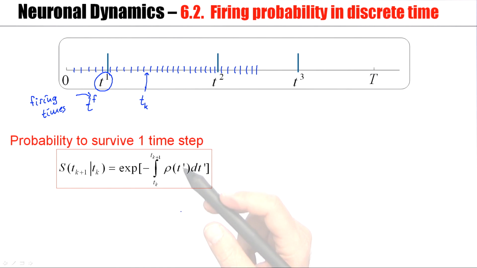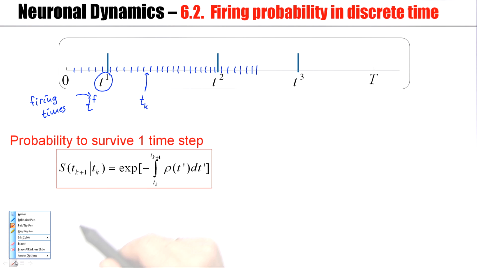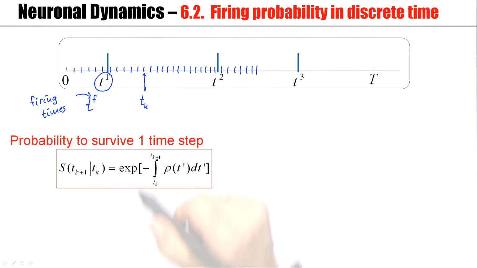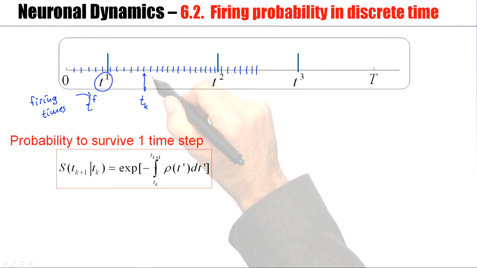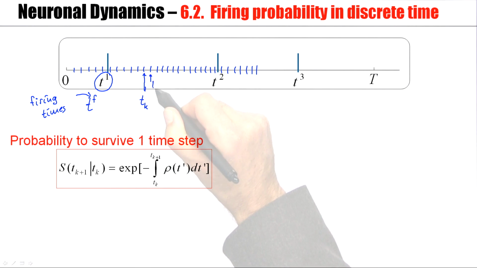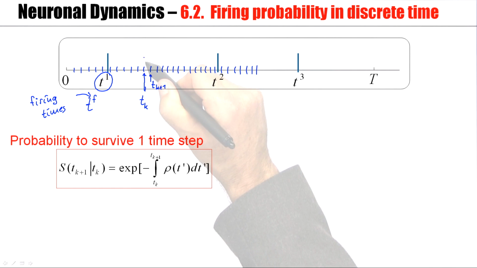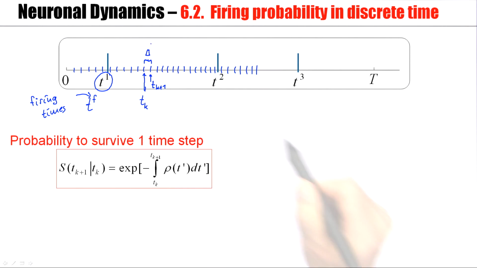And I should be more precise, so let me redraw this arrow. tk is the tick. And then this tick here would be tk plus 1, the next moment in time. So a time step has a certain duration. So this duration here would be delta.